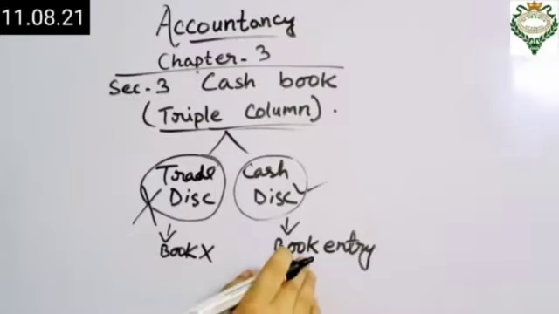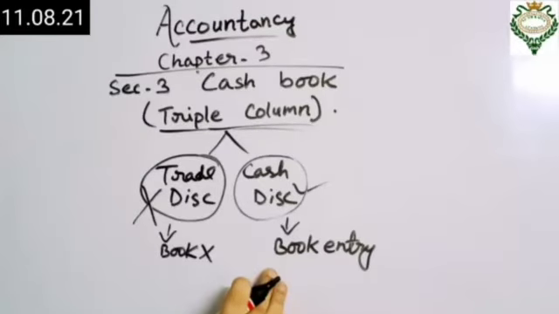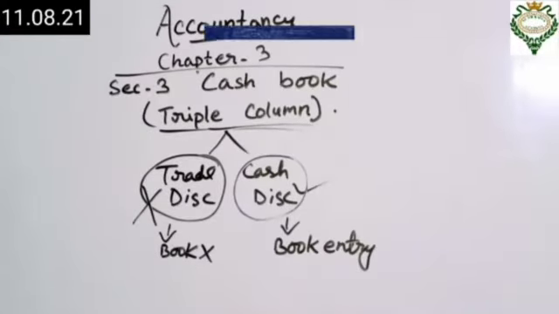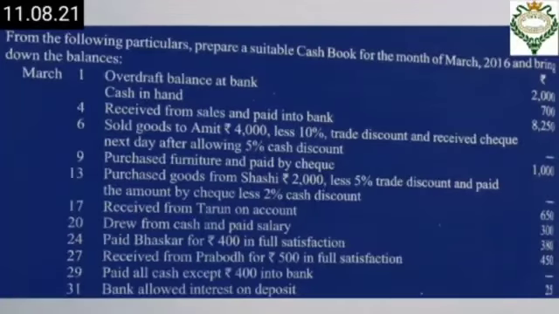So related to this, we will now do a practical sum. Come to the question, students. It says, from the following particulars prepare a suitable cash book for the month of March 2016 and bring down the balances. The transactions start on March 1. It says sold goods to Amit rupees 4,000 less 10% trade discount, so it has given the 10% trade discount, and received cheque next day.